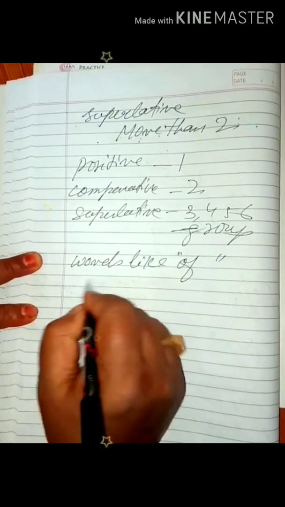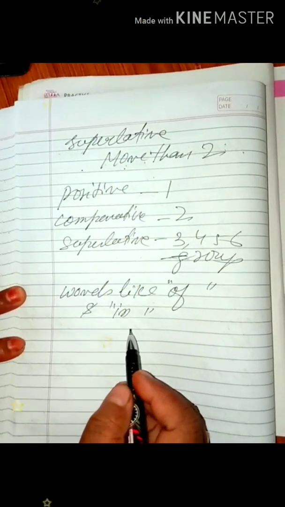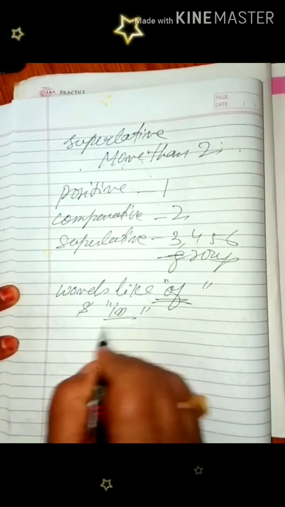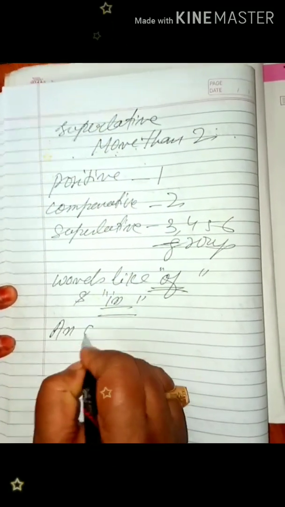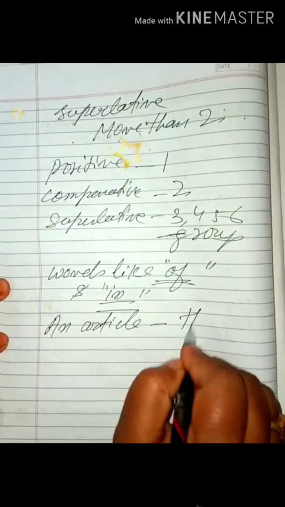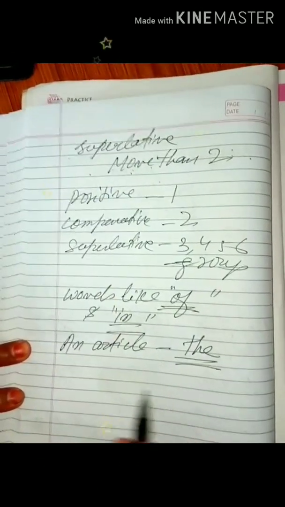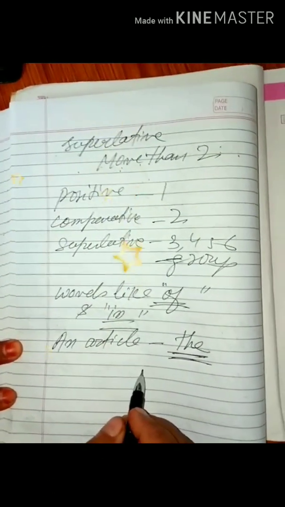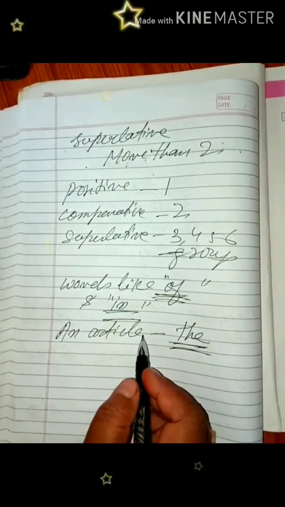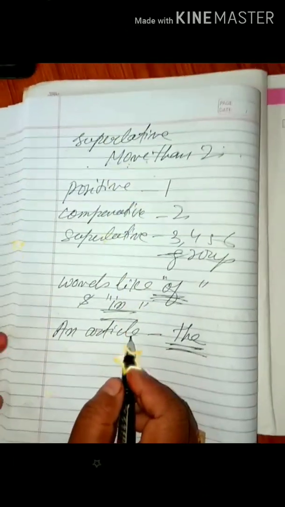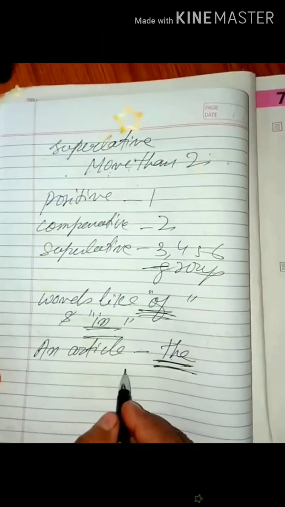So here, you can see words like of and in are used after a superlative degree in the sentence. Words like of and in are used with the superlative degree. And also an article. Which article is used? The word the. Remember this. The article the should be used before a superlative degree. Of and in, either can be used after a superlative degree. Okay, my dear, when modifying a particular noun, you are using the word the before the superlative degree.